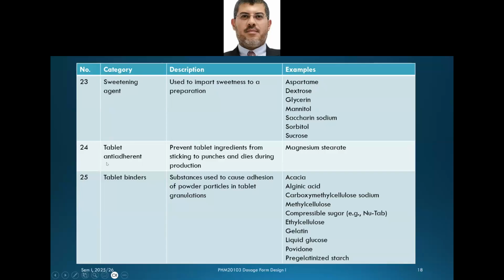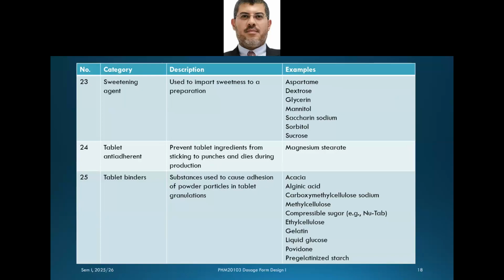Some materials are used as tablet anti-adherents. We want to prevent tablet ingredients from sticking to the punches and dies during production. In the tablet press machine that compresses the powder into tablets, we usually have two metal parts, and the powder is compressed between them to make a tablet. For ease of production, I want the tablet to be formed and then ejected easily to be collected in the vessel.